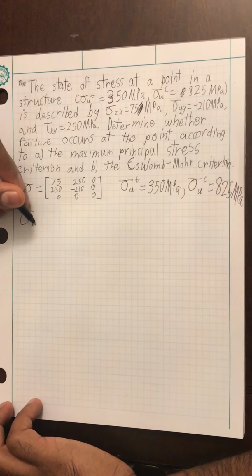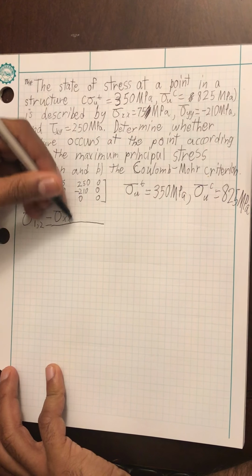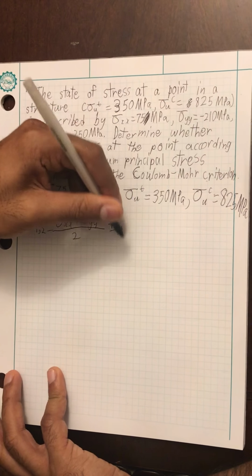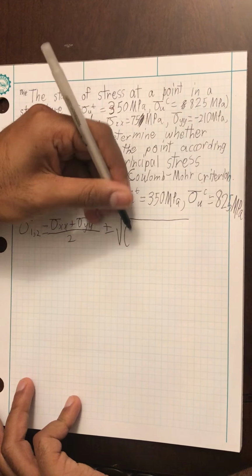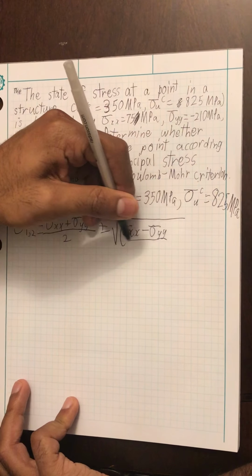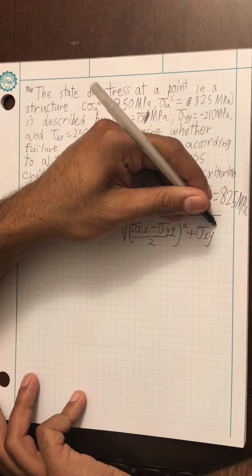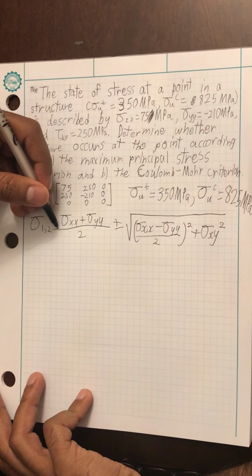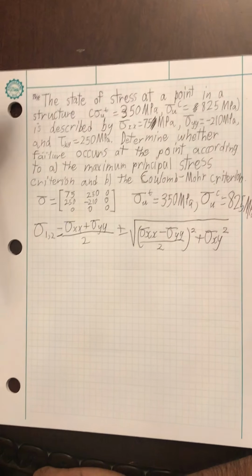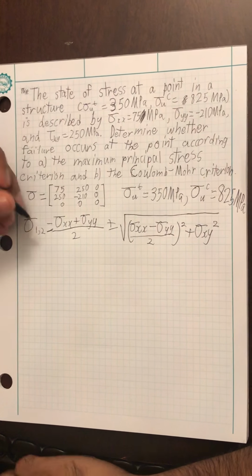So sigma 1, 2 equals sigma XX plus sigma YY over 2, plus or minus the square root of sigma XX minus sigma YY over 2 squared plus sigma XY squared. So over here, sigma 1 and 2 are the principal stresses, and this is a general equation that you can use to find them.